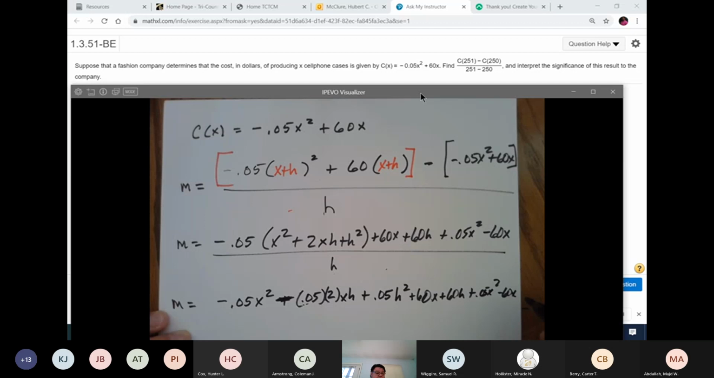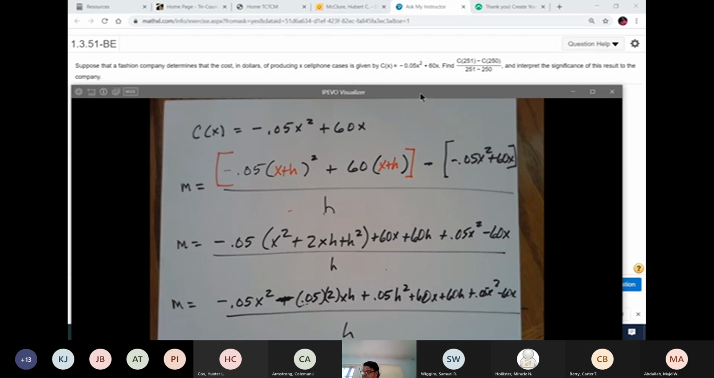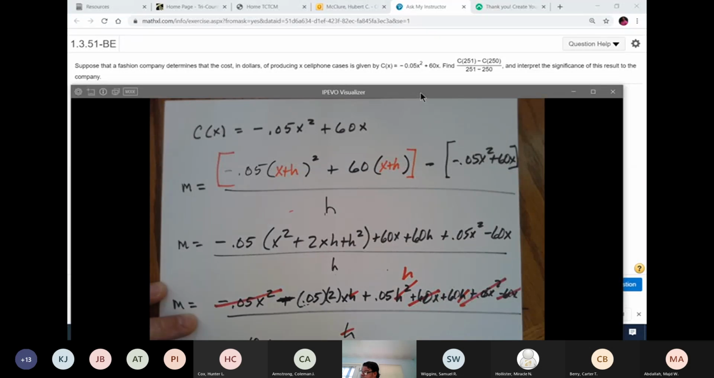Take our red pen out. And 0.05 x squared cancels with that one. And the 60x cancels with that 60x. And the h cancels with that h. And it cancels that to an h, and it cancels that out. So for m, we get negative, the two nickels is a dime, plus 0.05 h plus 60. Now, you can take your handy-dandy numbers now and plug them into this and subtract them from each other. You should get the same answer.